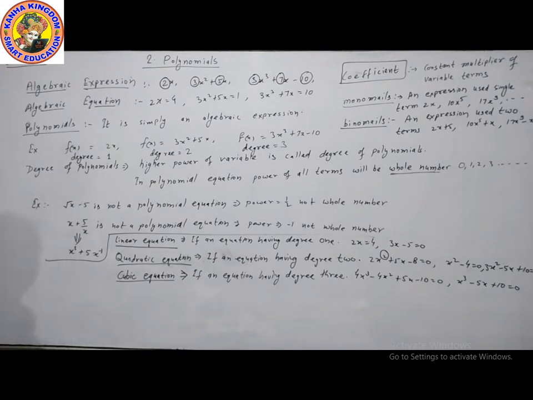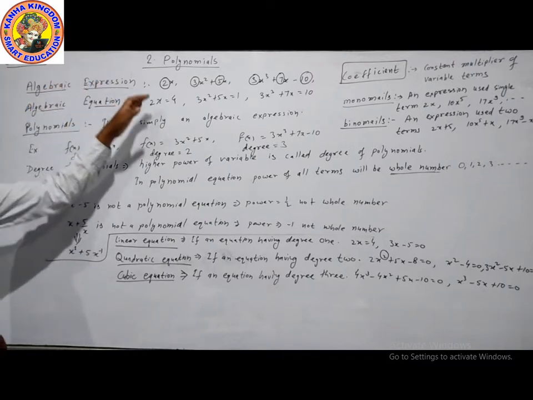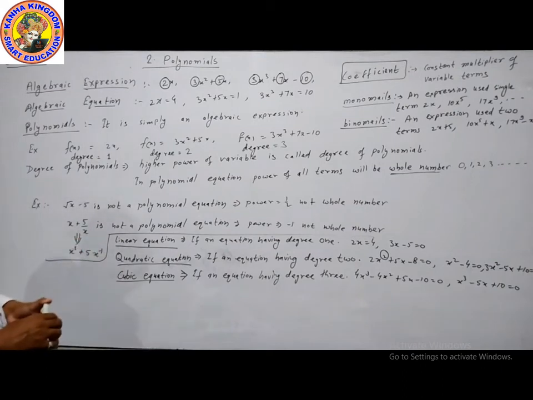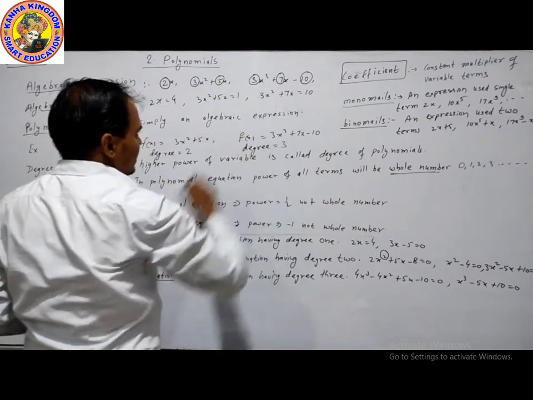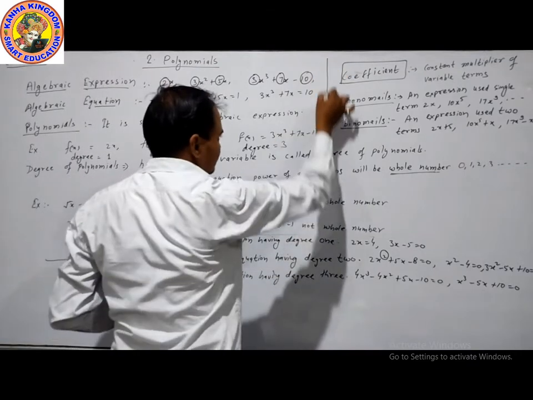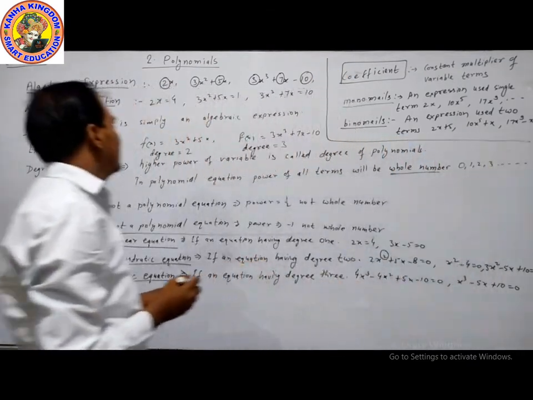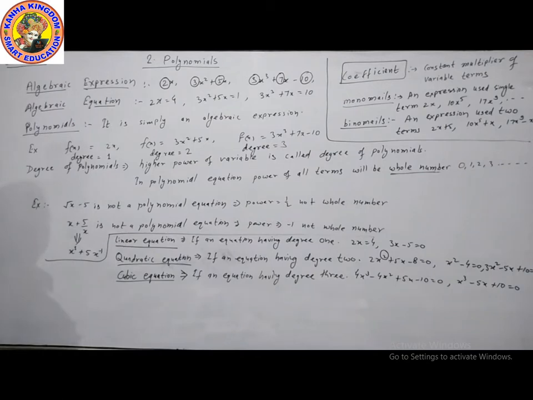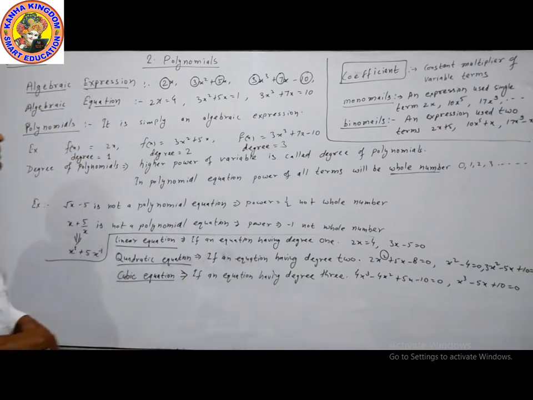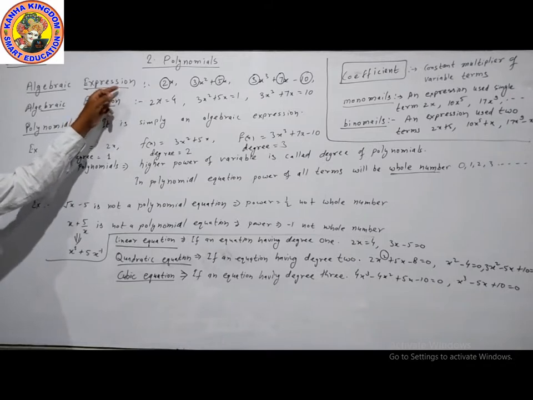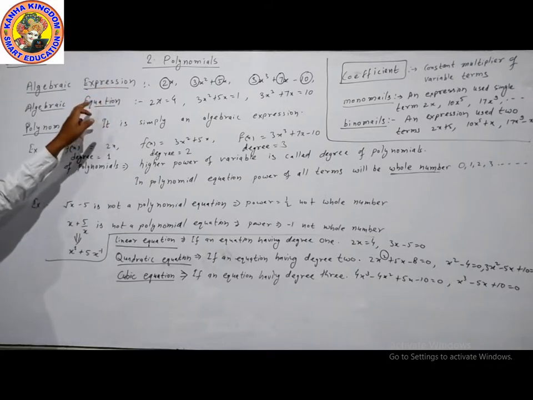Now let's take beginning from this chapter. What is the algebraic expression? If a condition written in x, y, z called an algebraic expression, for example 3x square plus 5x, 3x cube plus 7x minus 10, this is called algebraic expression. What is the algebraic equation? If we use the sign of equal in algebraic expression, this called our algebraic equation.